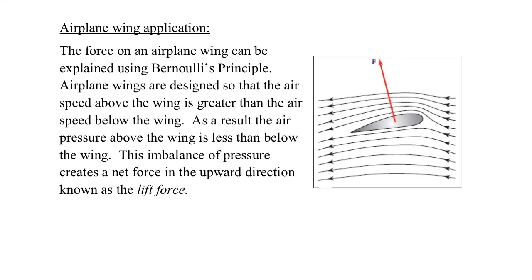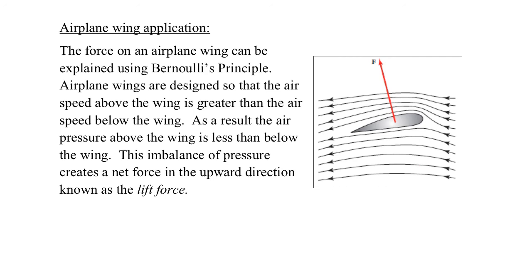The force on an airplane wing can be explained using Bernoulli's principle. Airplane wings are designed so that the airspeed above the wing is greater than the airspeed below the wing. As a result, the air pressure above the wing is less than below the wing.